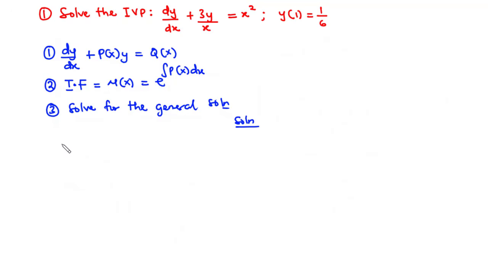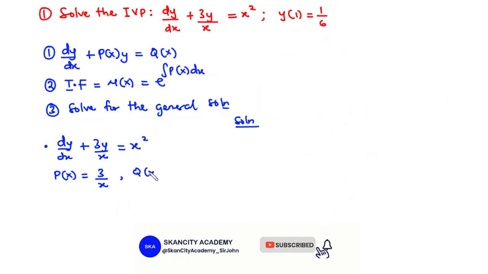So we have the differential equation dy/dx plus 3y over x equals x squared. This differential equation is already in the form we are looking for. So what we need to do is to write down the expressions for p of x and q of x. We have p of x equal to 3 over x, and q of x equal to x squared.